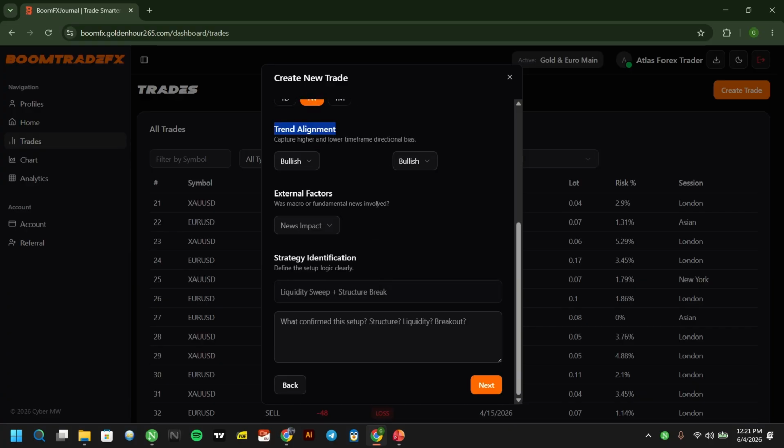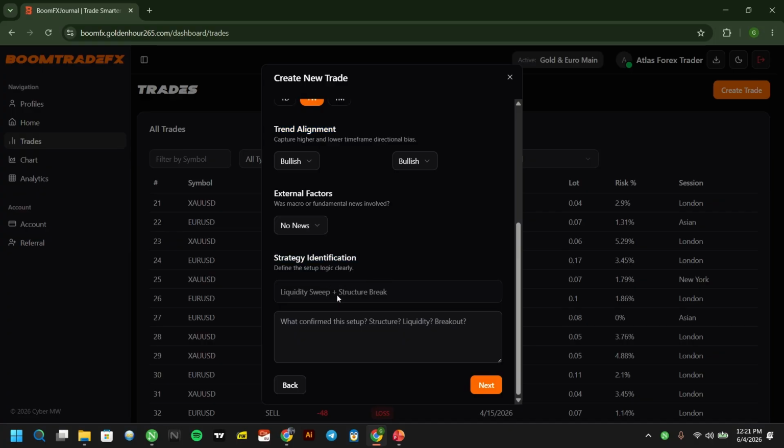External factors. So if you had any external factors during that particular time, you can also add them in. Technically, these are usually news, so you can add in the impact of the news. What type of news was available at that particular time? So let's say we had no news.